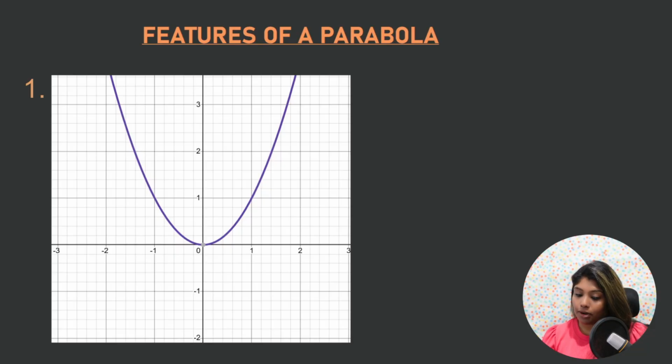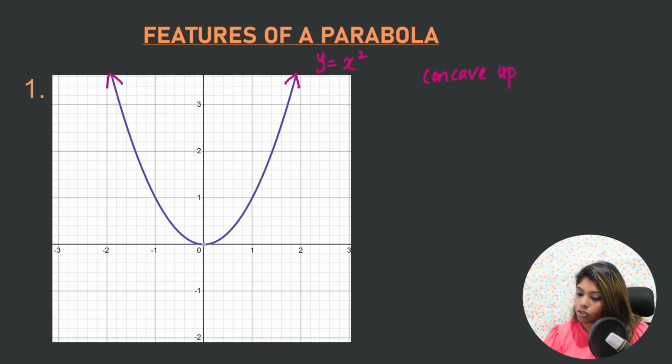Look at the first parabola here. This is the parabola y equals x squared. And we are going to see what are the different things that you can identify from the graph. You can see that this graph is closed at the bottom and open towards the top. When we have a parabola that is open at the top, we call this in mathematics concave up. If the parabola is open downwards, we call it concave down, which we will see in the next graph.